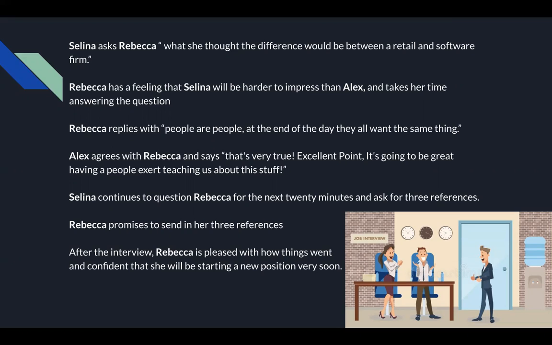20 minutes later, Selena had finished her questions, and Rebecca had promised to send them a list of 3 references. As Rebecca walked out of the lobby toward her car, she was feeling very pleased with how the meeting had gone. She thought to herself, "Wow, I think I'm going to have a new job. This is amazing."